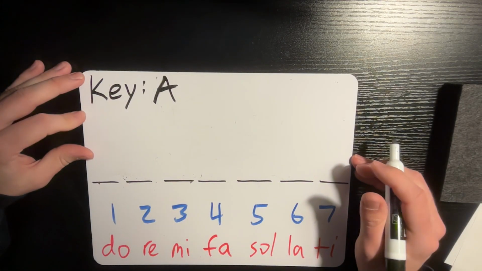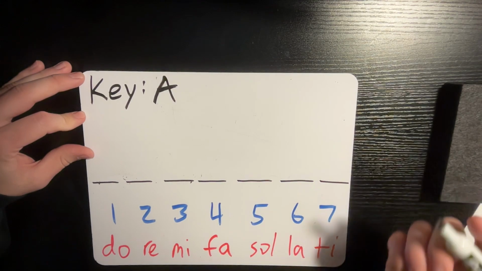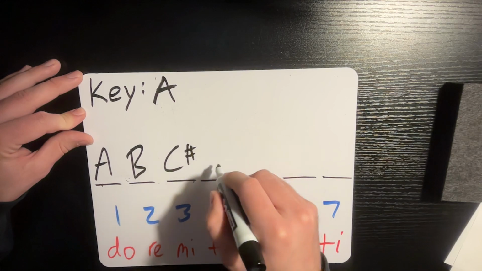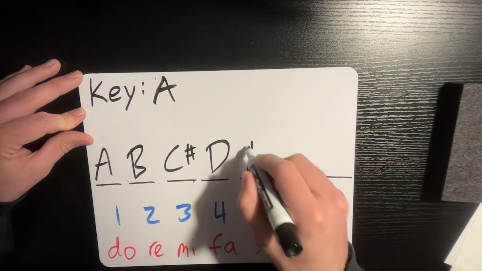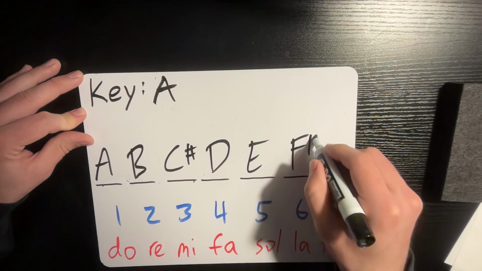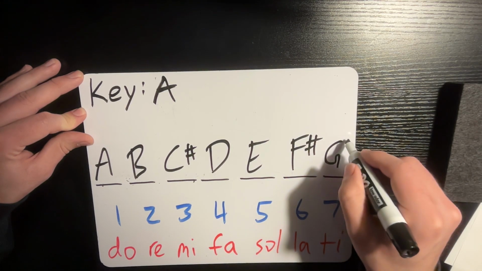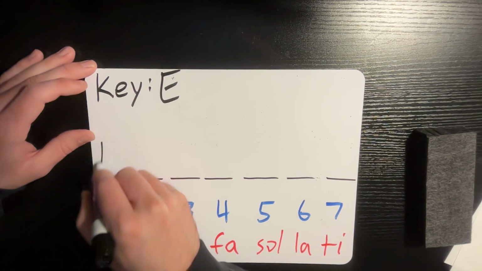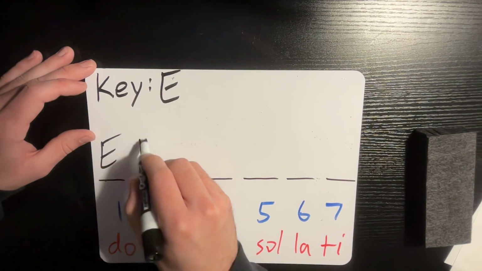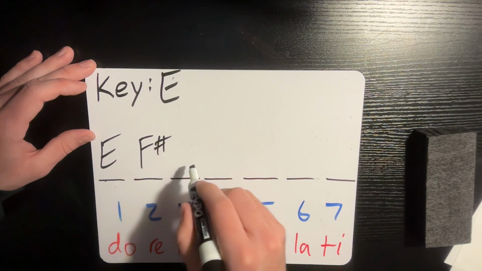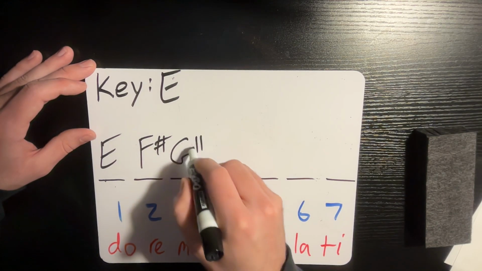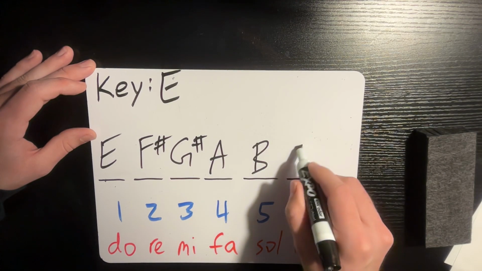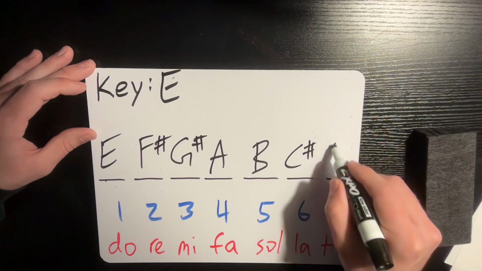Okay, the key of A major now. A, B, C sharp, D, E, F sharp, G sharp. Now the key of E starts with E, F sharp, G sharp, A, B, C sharp, guess what? D sharp.